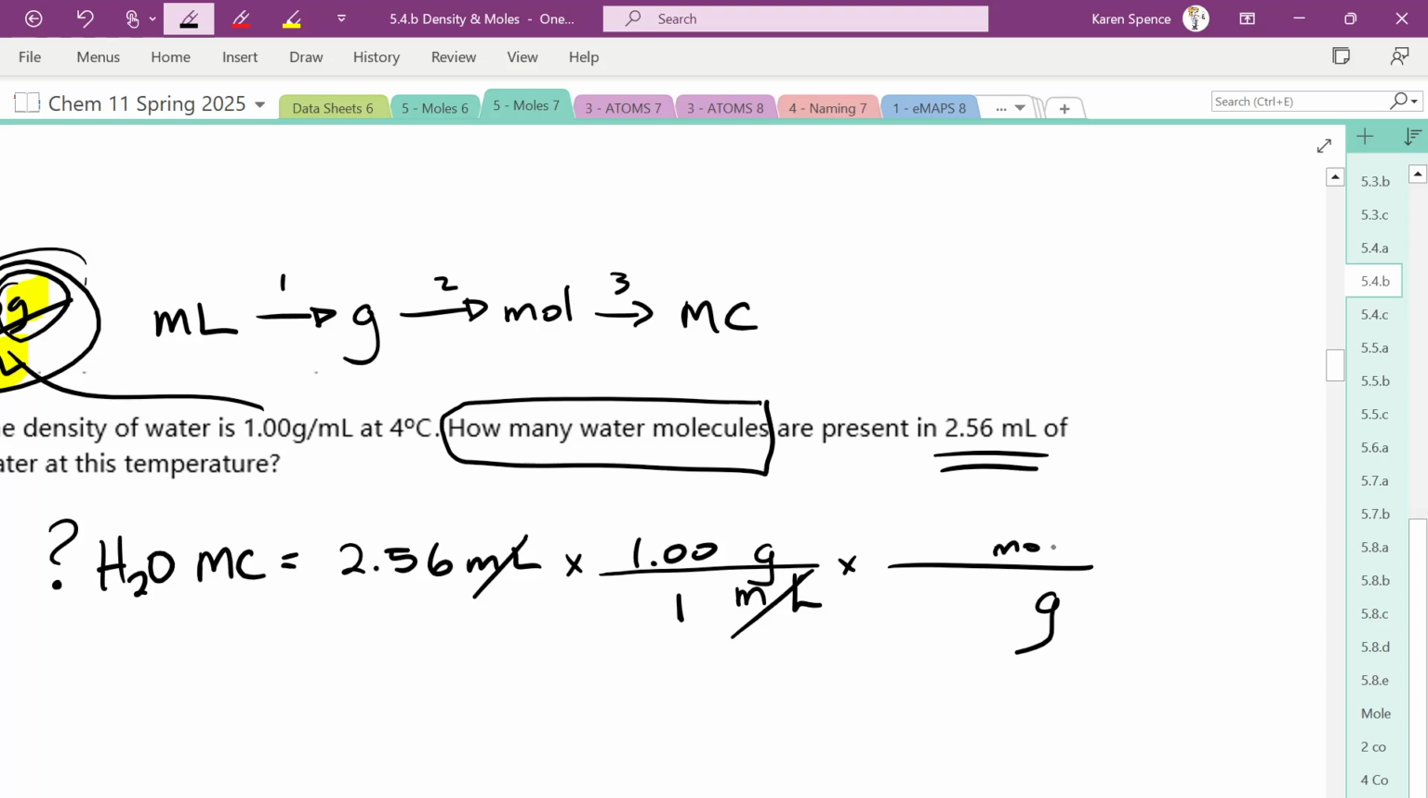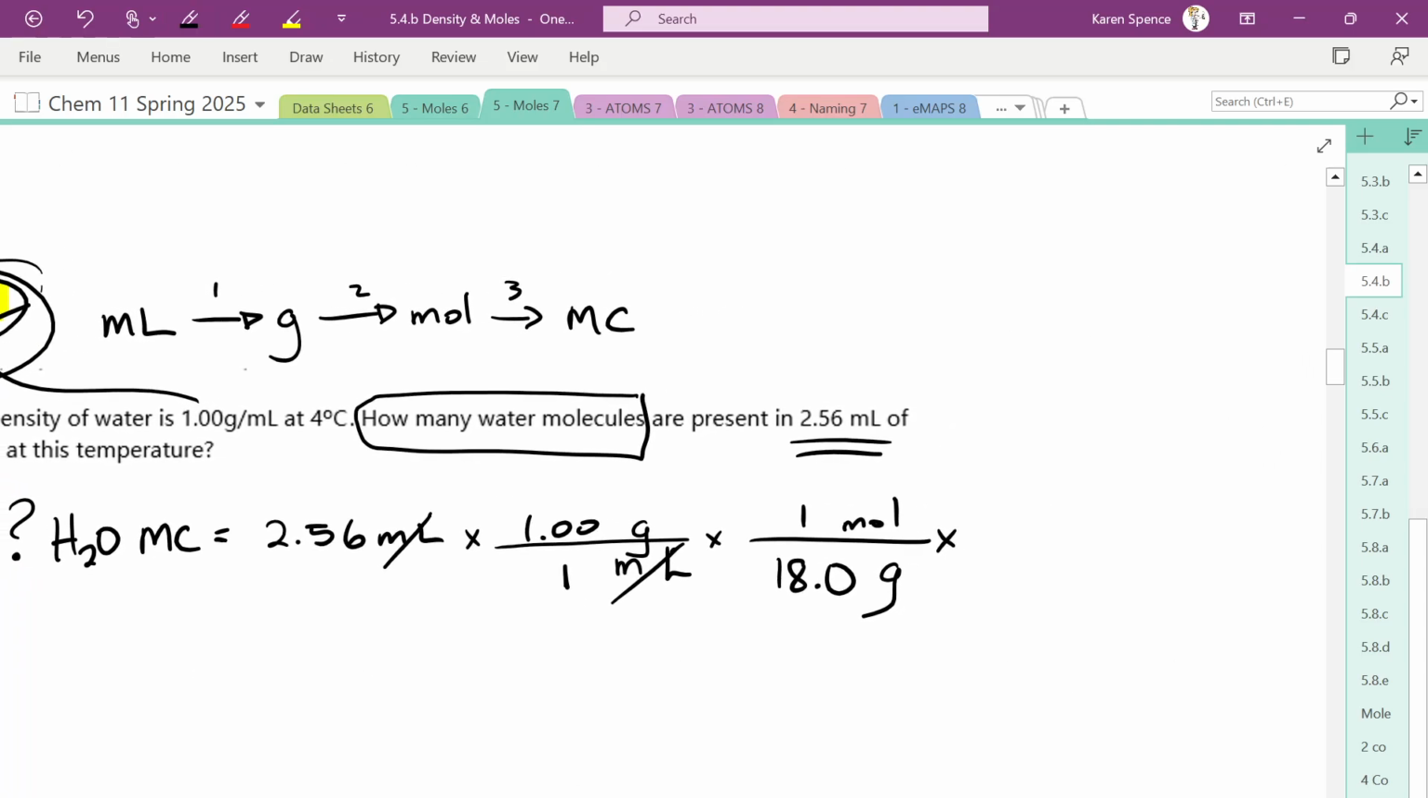and find the moles. Now this is water. Does anyone know the molar mass of water off by heart? 18. Okay, if you have to, it's 2 1s and 16. 18 grams per mole. And then finally, we don't want moles, we want molecules. This is the number of molecules. What do we use when we go from moles to the number of something? Avogadro's number, okay? So moles go here. Water molecules go here.